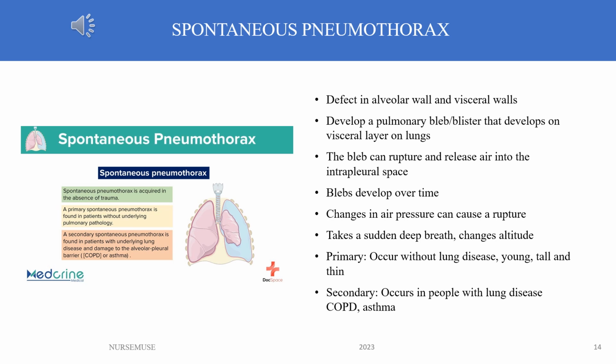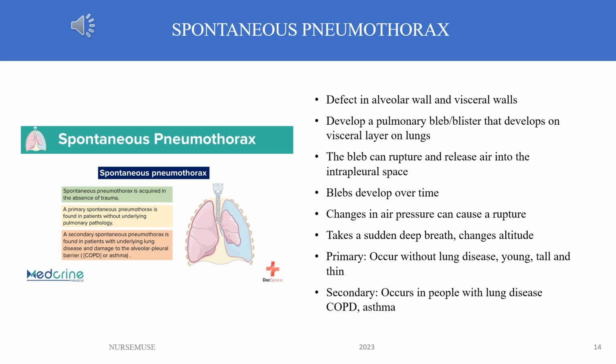Speaking of spontaneous pneumothorax, this is a defect in the alveolar wall and visceral walls. So this is developing a pulmonary bleb or blister that develops on the visceral layer of the lungs. The bleb can rupture and release air into the intrapleural space, and we know that our lungs like negative pressure, so this is causing positive pressure.